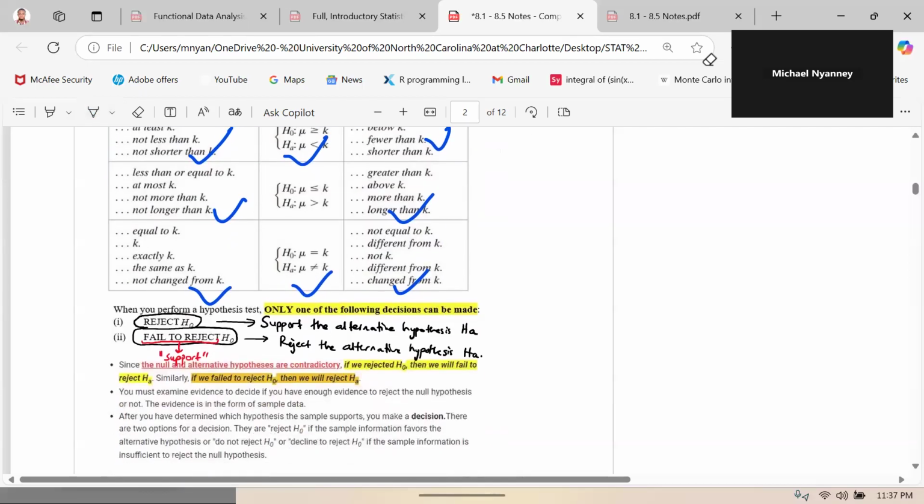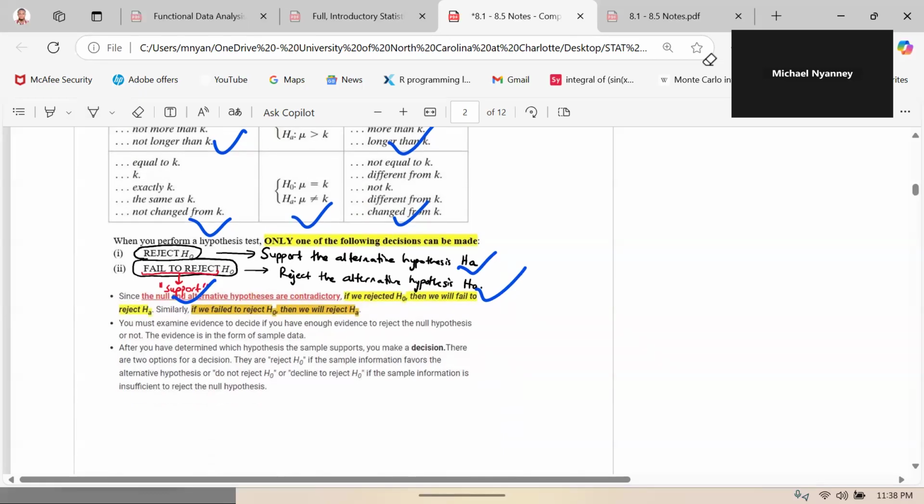Normally our main goal is to make a decision. We make only one decision: we either reject our H naught or fail to reject our H naught. Since you are making two contradictory statements, if you reject H naught, it implies that you are in support of HA. If you fail to reject H naught, it implies that you've rejected the HA, because you are still focusing on the H naught. You make your decision based on the H naught, either to reject or fail to reject. All right, so that is that.